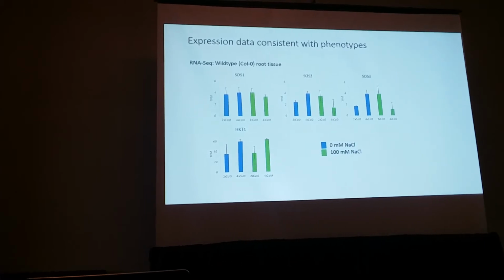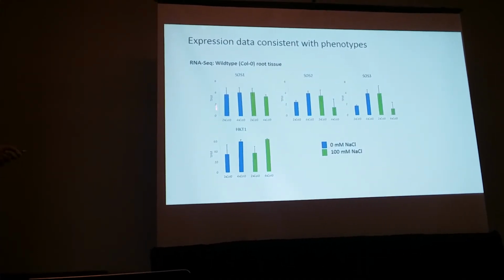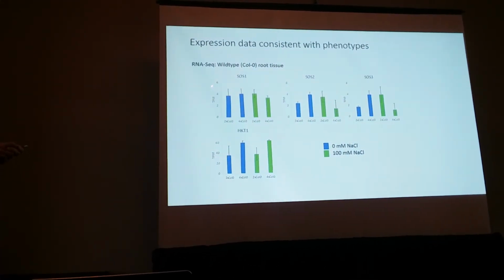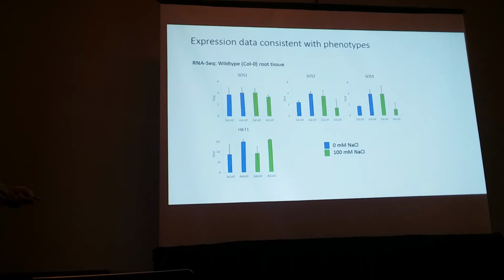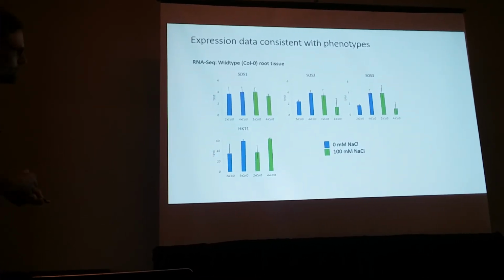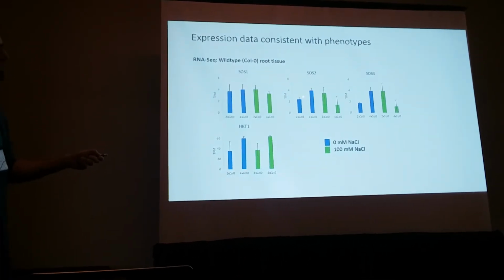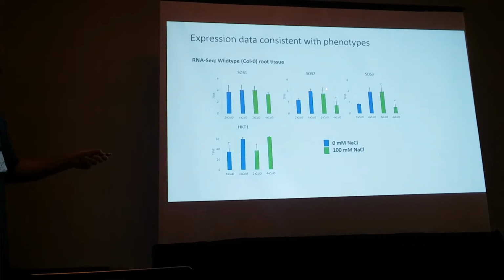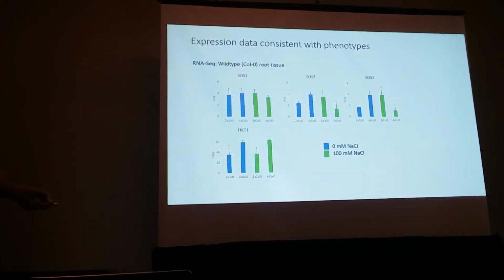And these data are consistent with some preliminary RNA-seq data we have. Let me just orient you here. We're showing expression level on the y-axis for diploids and tetraploids, either under no salt or 100 millimolar salt, for the SOS genes and for HKT1. We can see that for SOS2 and SOS3, the diploids actually modestly increase expression under salt stress, whereas the polyploid actually goes down, if anything.